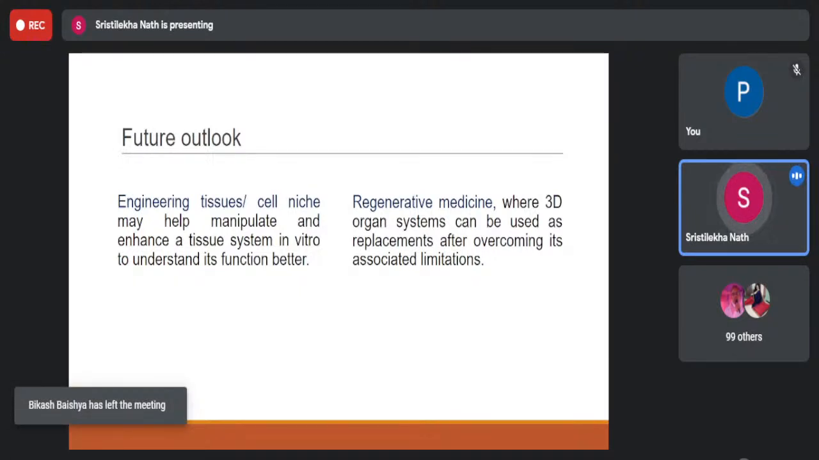And another one is in regenerative medicine. So regenerative medicine, what is done, that we all know, is that when a damaged tissue is there, it can be replaced by some healthier tissue system. And if we can overcome the limitations of organoids, it is possible to replace those damaged tissues with a healthy organ system to recover the unhealthy one. So these are the future outlooks, and this is how organoid mechanics works.